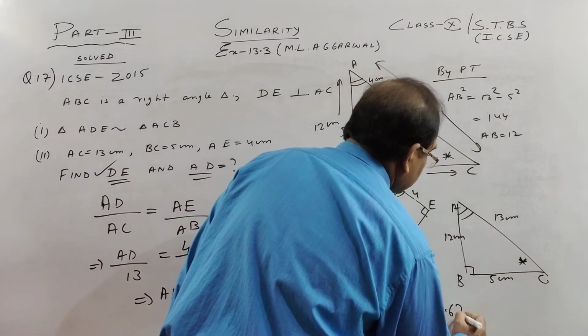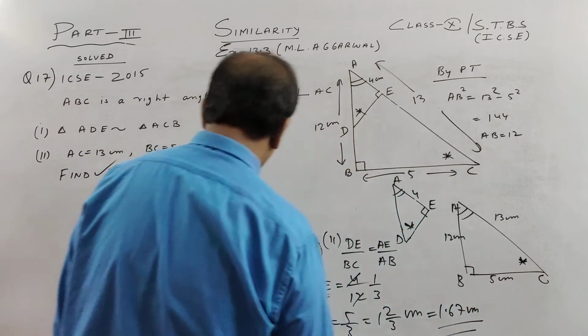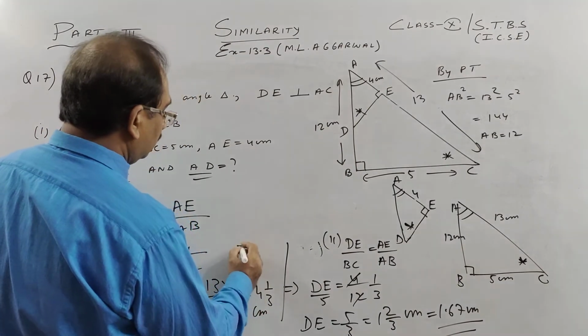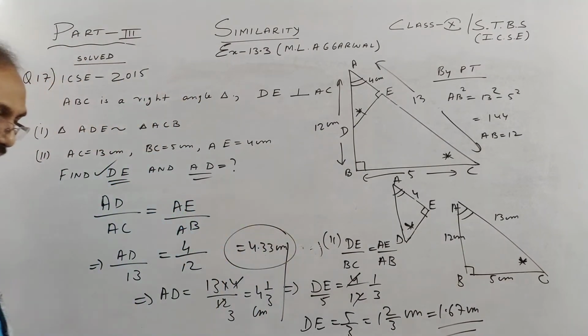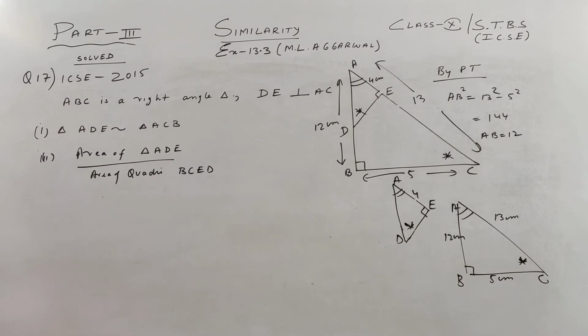So you can check the answer if it is in decimal. So this is 4.33 centimeter. So please pause the video and copy. Then we do the last part of the question. Please pause the video and copy. So let us see the last part.